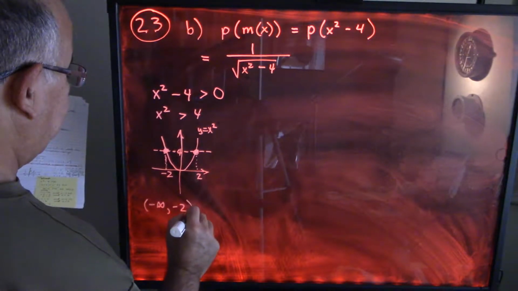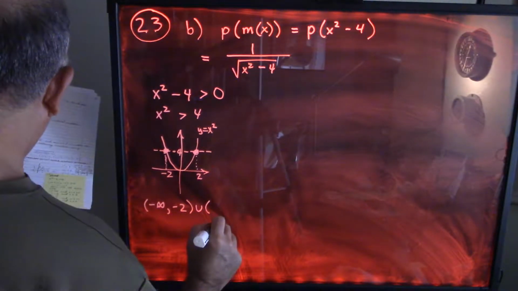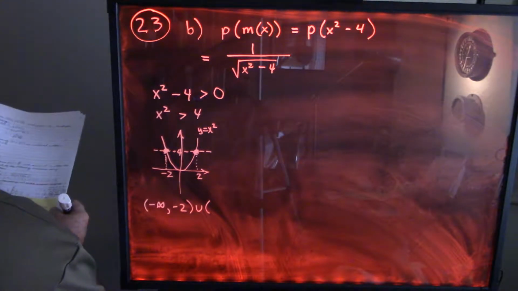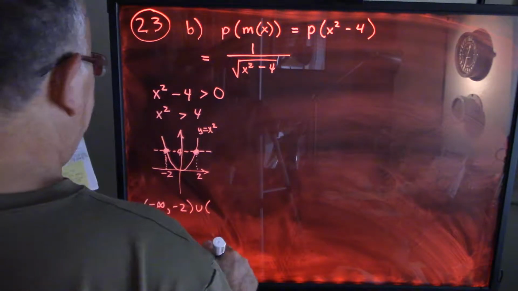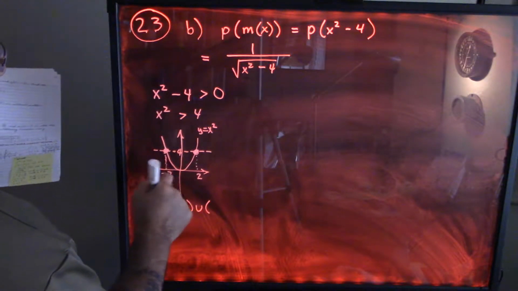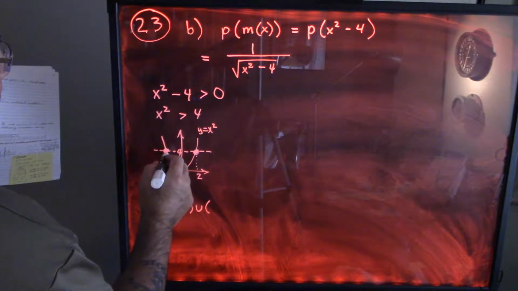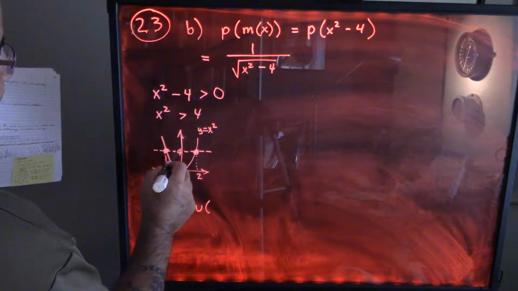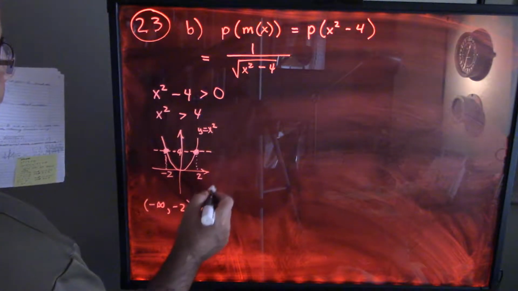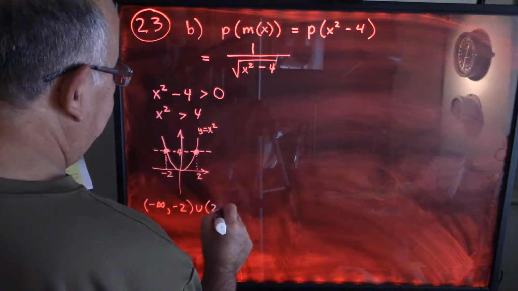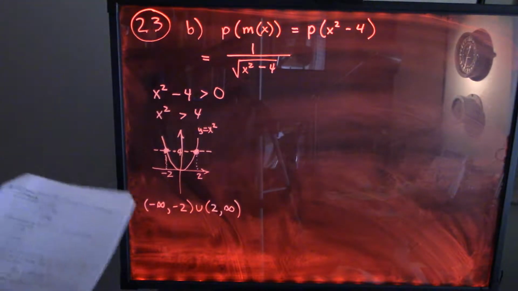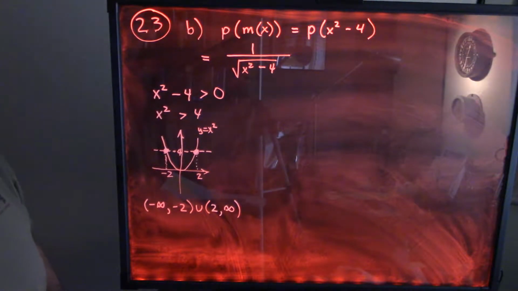Alright? So the domain is negative infinity, negative 2, union, well, what about things in between, negative 2 and 2, right? No, that's not going to work because that's where y equals x squared is less than 4, alright? So you have to leave these out. So everything to the right of 2 is good. So that's 2 to infinity there. So there's your domain, alright? That's the graphic approach. Pretty simple.